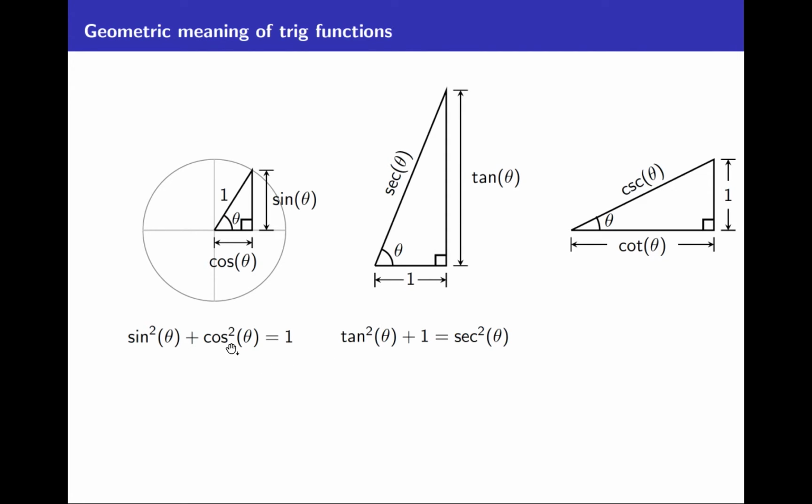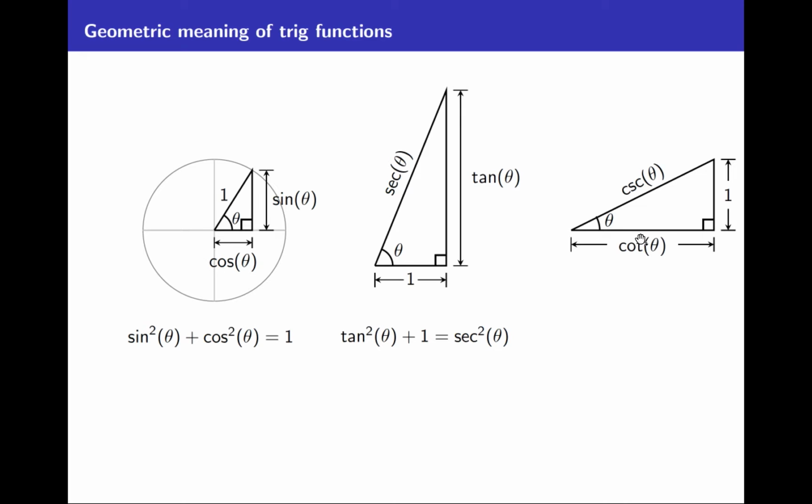Each of these equations holds for any value of theta. No matter what theta is, sine squared theta plus cosine squared theta is going to be equal to 1. No matter what theta is, tangent squared theta plus 1 equals secant squared theta.